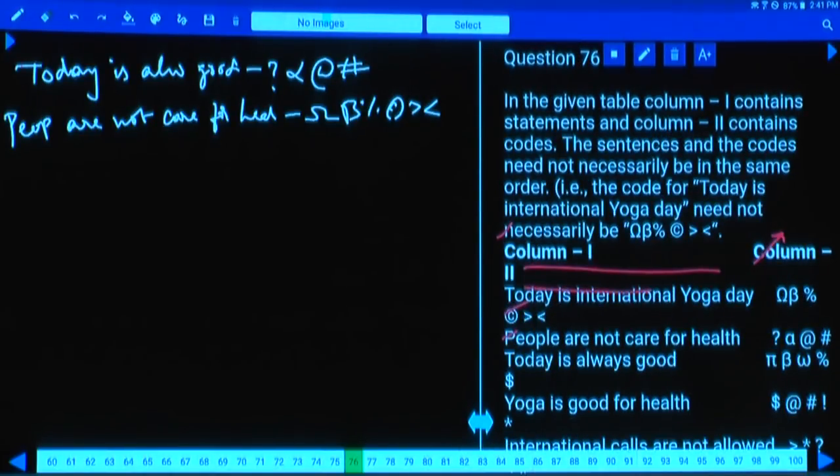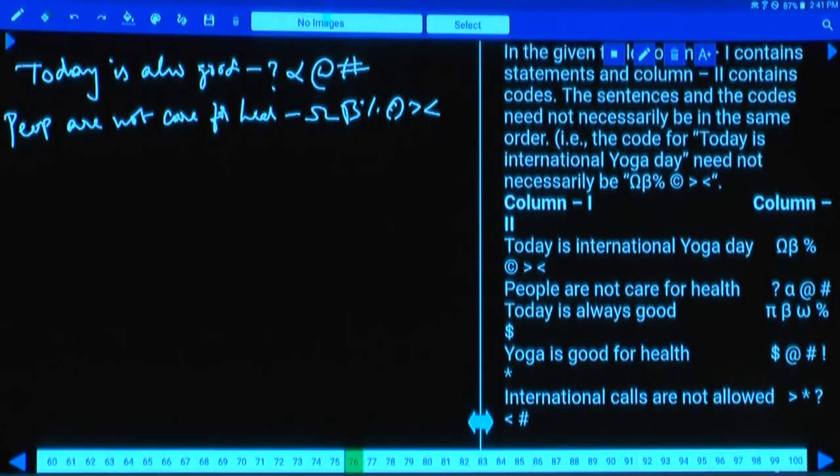Now these two were fine. Now we are left with the remaining. Whatever the remaining here, 5 statements. What are the 5 statements here? International Yoga Day. Today is International Yoga Day. Next one, today is always good for.